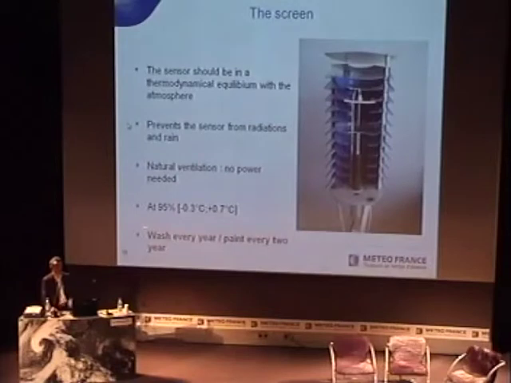This is exactly the same for the screen. You should wash the screen every year and paint it every 2 years, because if you do not, the screen, which is white to prevent the radiation from being absorbed by the screen, becomes gray, or there is something in the screen that prevents the right function of the screen.